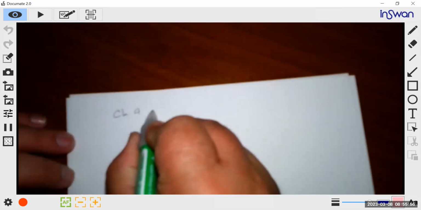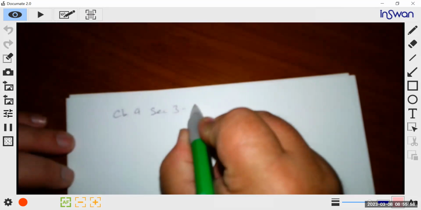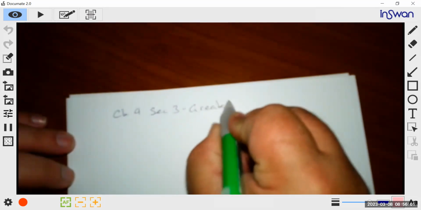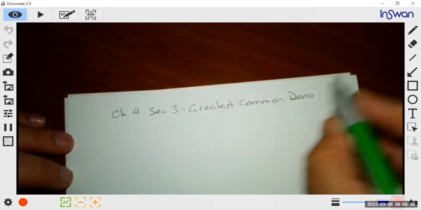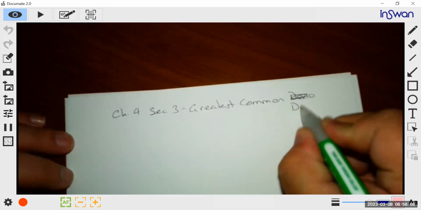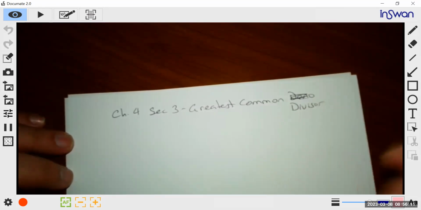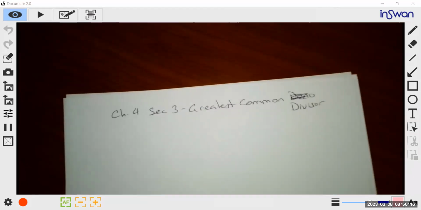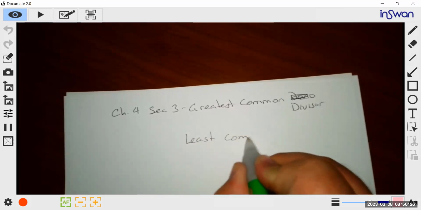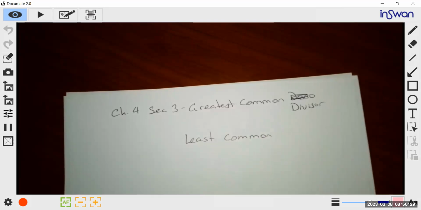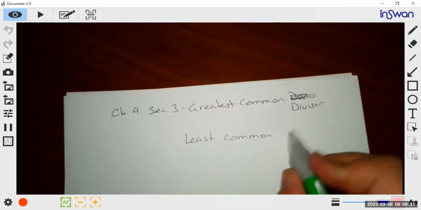Chapter 4, section 3. Greatest common denominator or divisor. What do they call it? Oh, yeah, divisor. And then least common denominator.